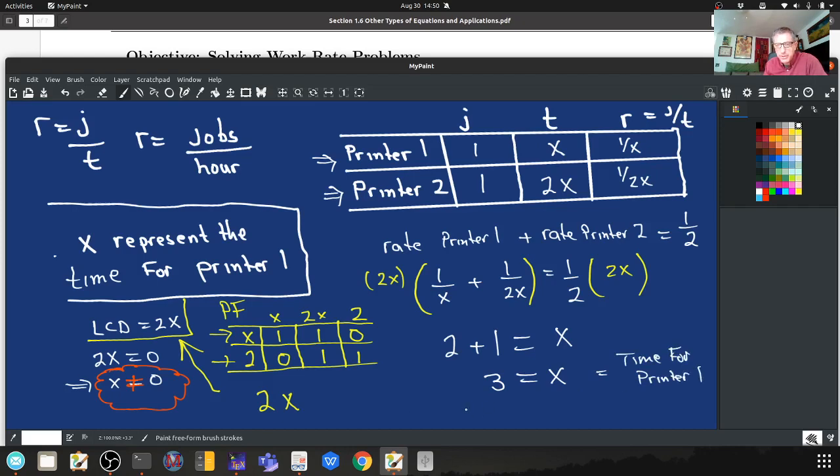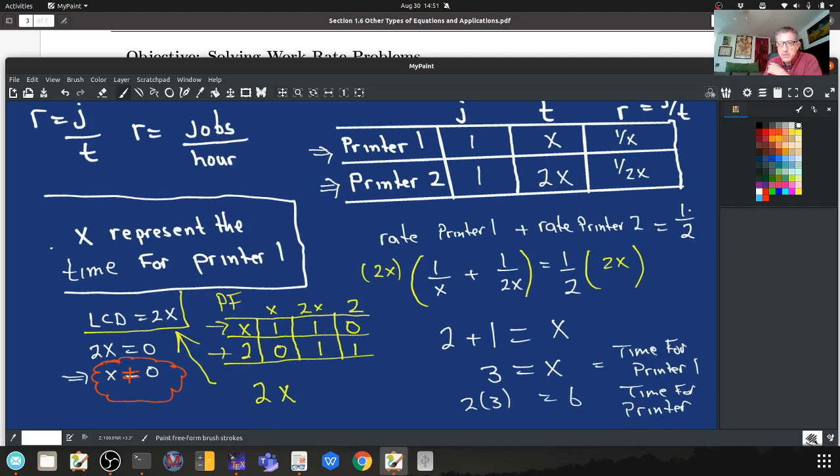And for printer 2, it takes 2 times 3 hours, which is equal to 6 hours, is the time for printer 2. So that one was not so bad. So the point is you try to make a table.